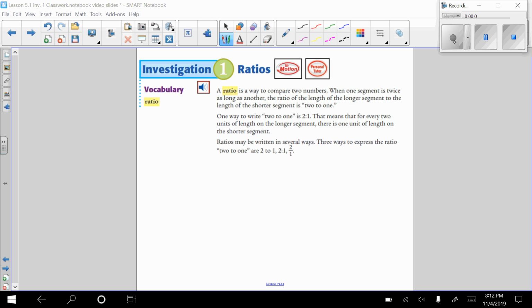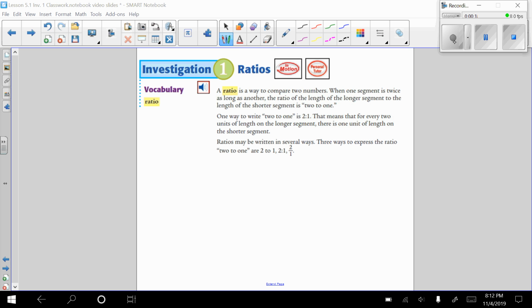Talking about ratio. A ratio is a way to compare two numbers. For example, when one segment is twice as long as another, the ratio of the length of the longer segment to the length of the shorter segment is 2 to 1.